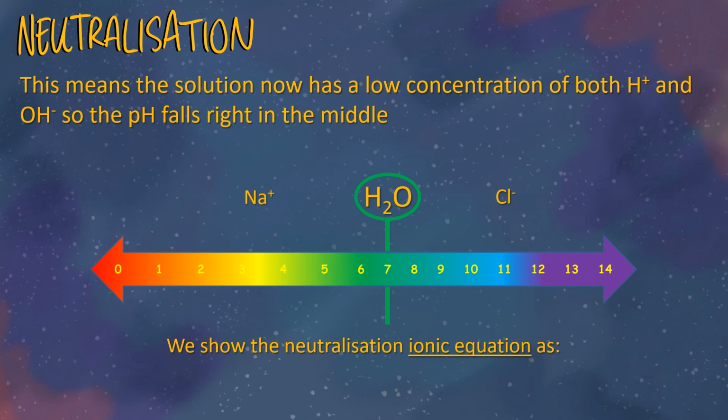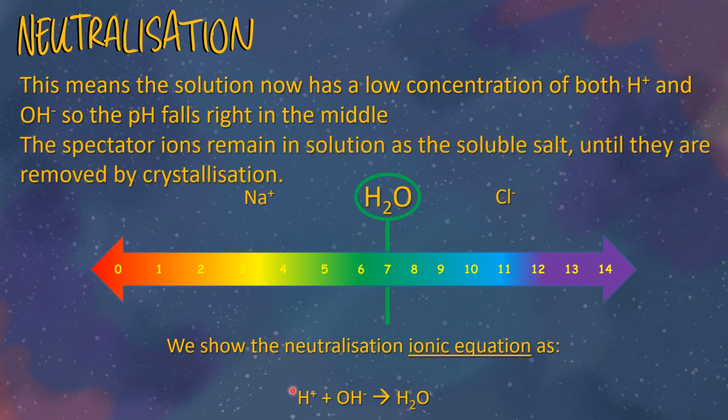We show the neutralization ionic equation as H+ + OH- goes to H2O. Okay, so it's just about hydrogen and hydroxide ions coming together to make water. And then what we have left is a soluble salt. We've got sodium and chlorine. They come together and make sodium chloride.